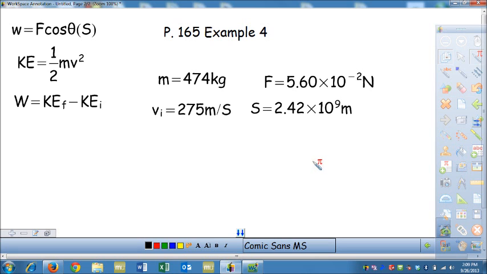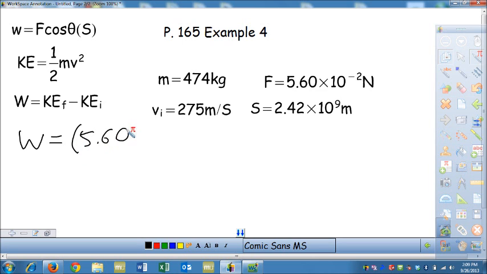Okay, so first of all, let's use some of our equations here. We've got work equals force cosine theta times S. Theta is 0, and the cosine of 0 is, I believe, 0. No, cosine of 0 is 1, of course. So this is work equals force times 1 times distance. Okay, so let's see what we have for work here.